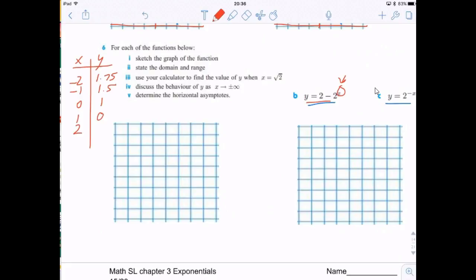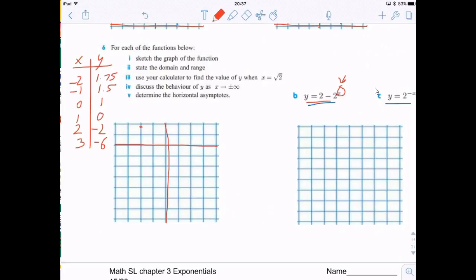If I put 2 in there, it's going to be 2 minus 2 squared, which is 2 minus 4, which is negative 2. If I put 3 in there, it's going to be 2 minus 2 cubed, which is 2 minus 8, which is negative 6. Okay, now I'm going to draw the axes for this. And so since I have some positive values and some negative values, I'm going to draw it maybe like that. And then the first point is negative 2 comma 1.75, so it's about there.